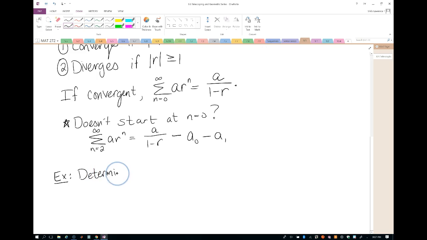So we're going to look at a couple of geometric series and determine convergence or divergence. And if it converges, we're going to find the sum.